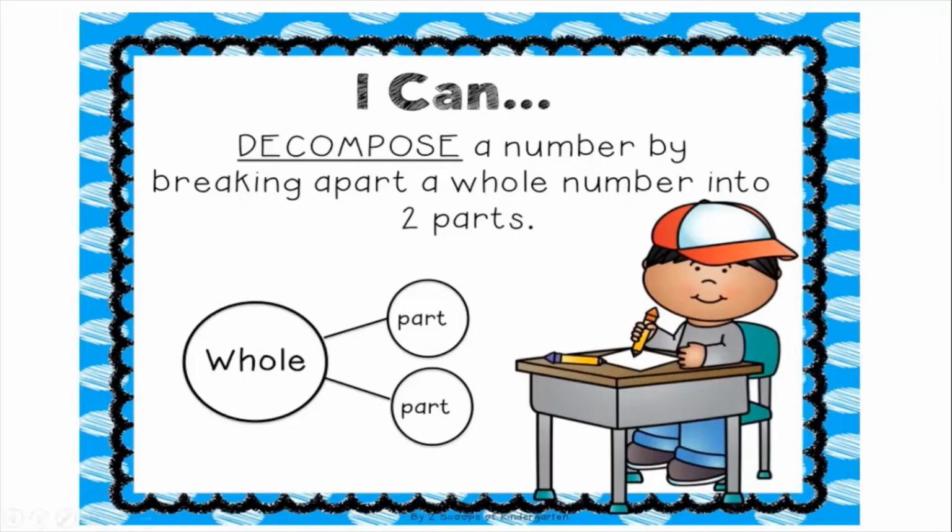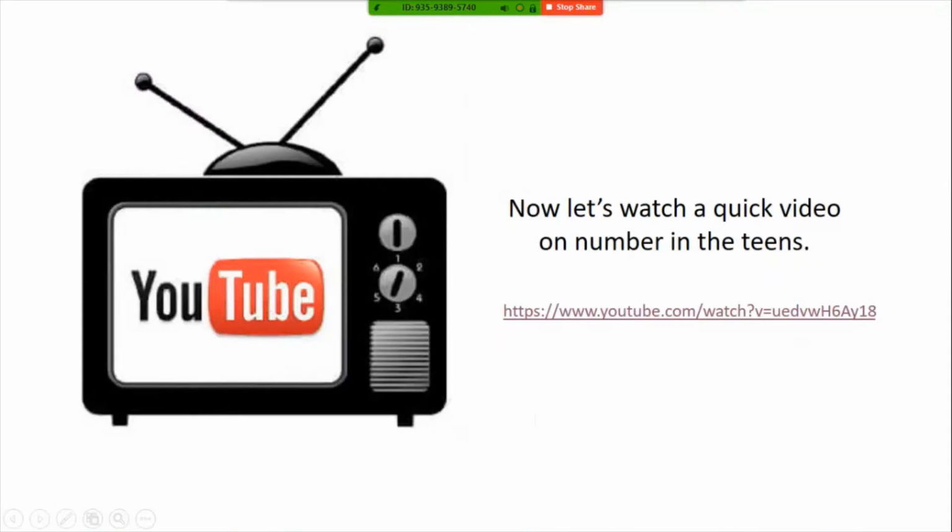So you remember the whole is the number that goes in the big circle, and then the parts get separated into the two smaller circles. Let's watch a quick video on how to decompose numbers in the teens.